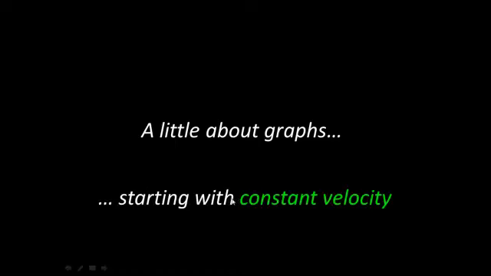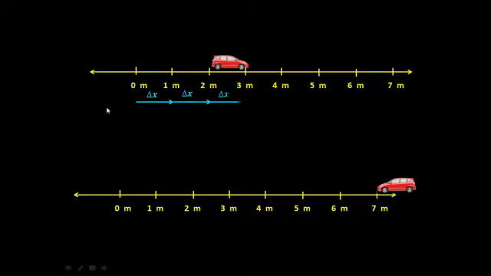So now let's talk a little bit about graphs, and in this case we're going to talk about constant velocity graphs, then we're going to go into constant acceleration graphs. Now, an object that moves with constant velocity is going to move equal distances in equal amounts of time. But not only is it equal distances in equal time, the object moves in the same direction. So we often describe it with this other word called displacement. So the displacement of this object every single second in this case is going to be the same.